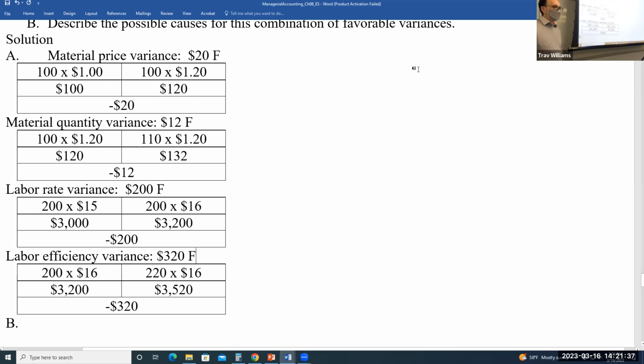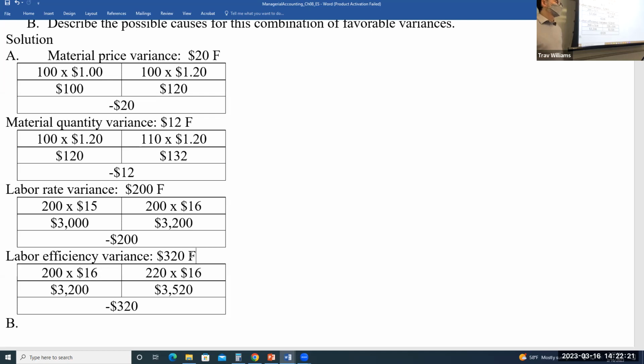Part B asks us to describe the causes for these variances. So to review, we're paying less than the standard for the price of our materials. We're also using less than the standard for our materials. We're using a lower rate of labor, and we're using less labor. So it's favorable all the way around. So what might explain this combination of all four areas here being favorable?